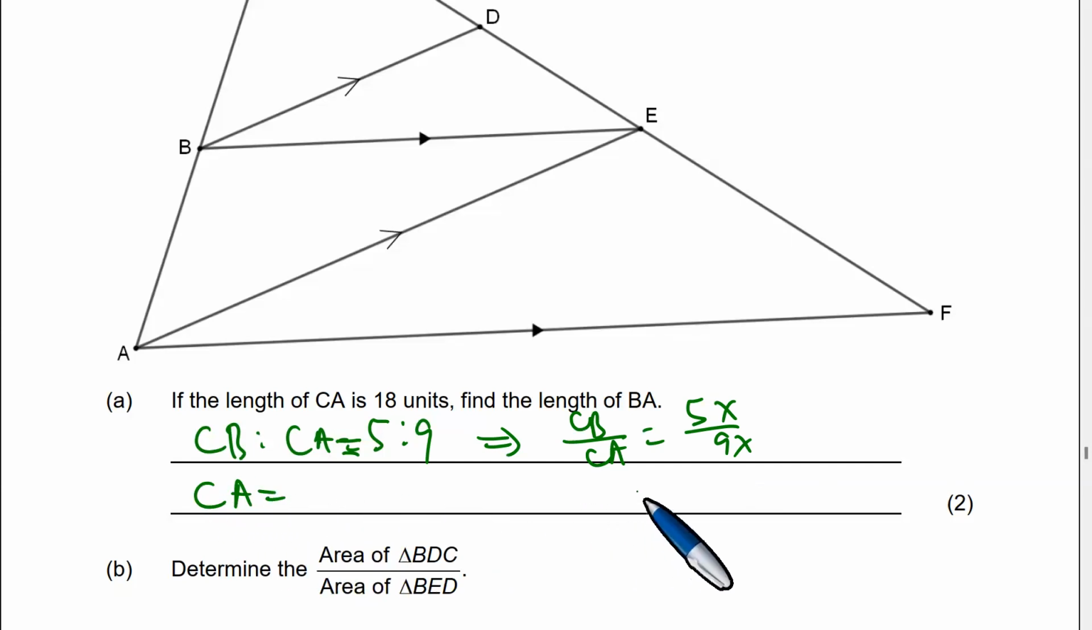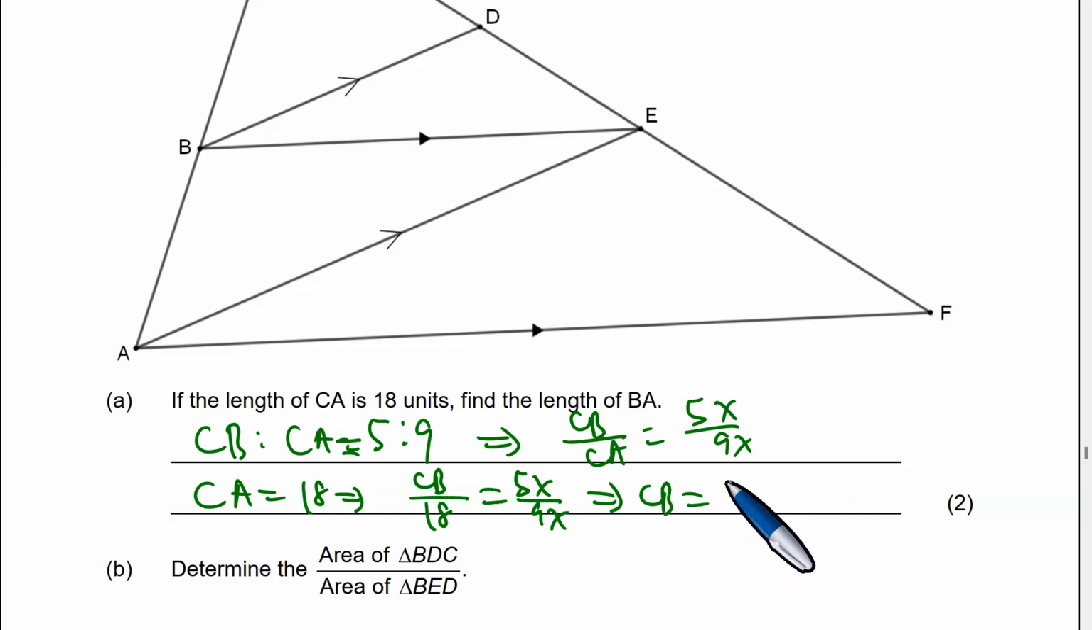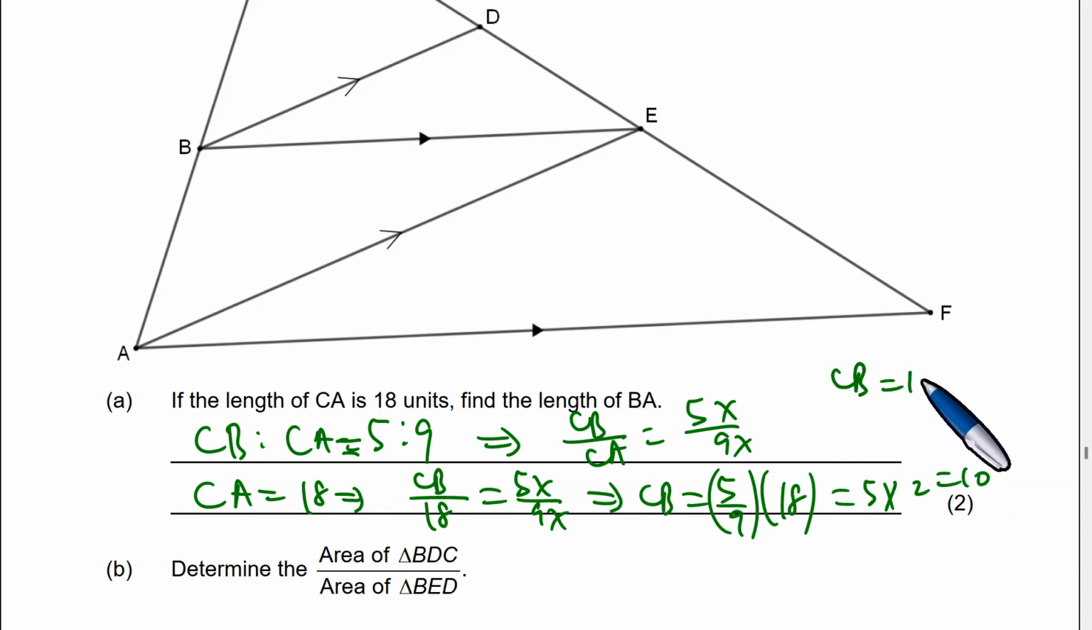CA is 18 units, so you can put it here and be able to find CB, for example, and then you find BA. Let's find these. CA is 18. CB over 18 over 9x. CB is 5 over 9, 18. We divide by 2, by 9. 9 goes 2 times there, which is 10. That gives us CB to be 10.